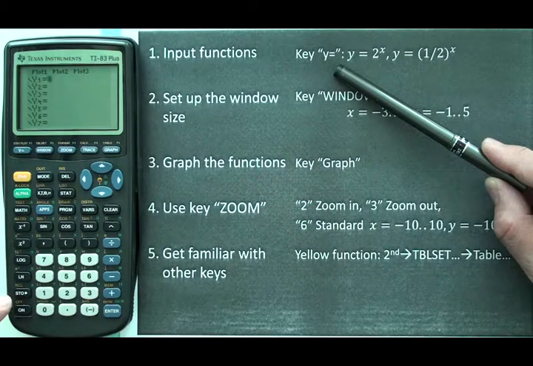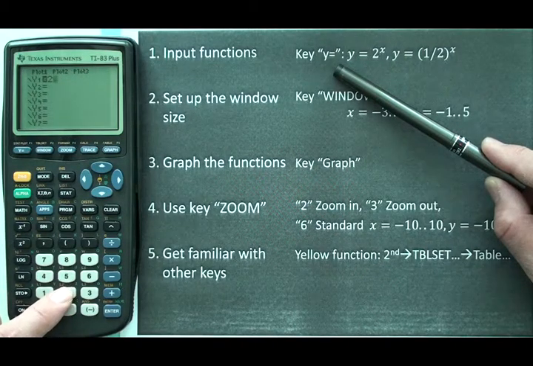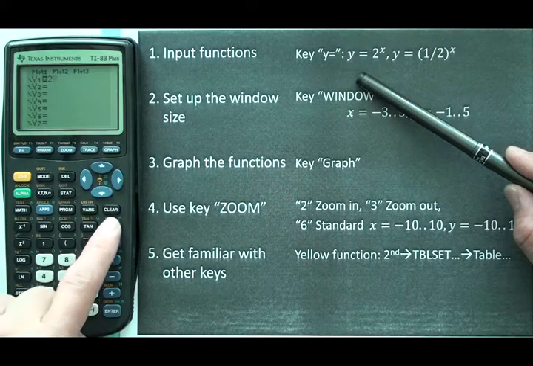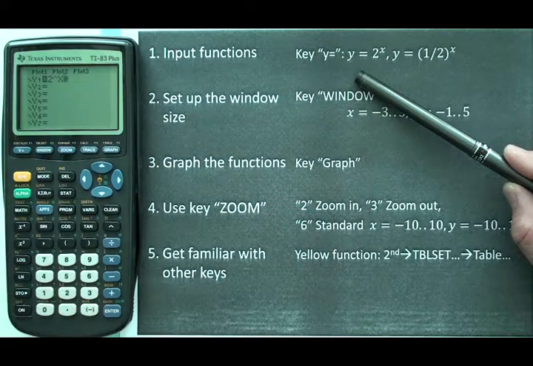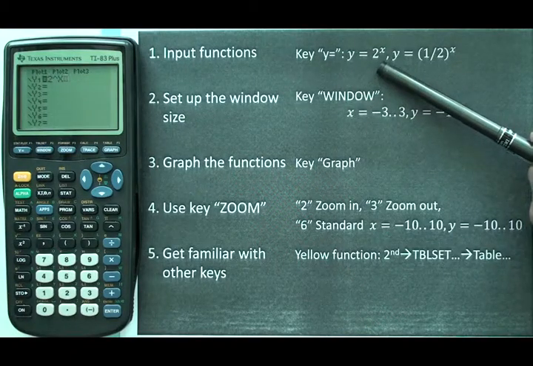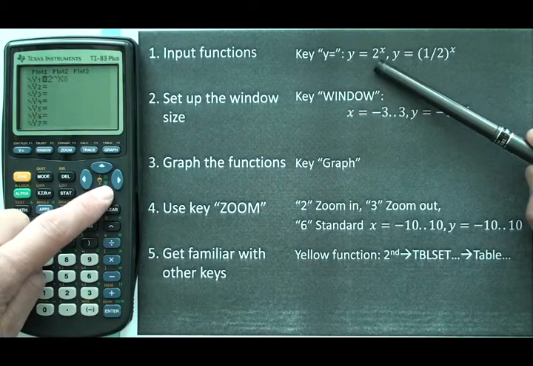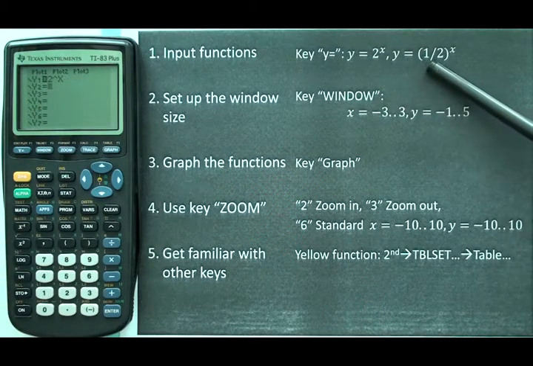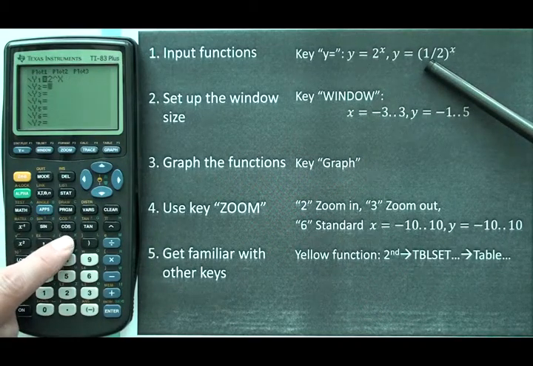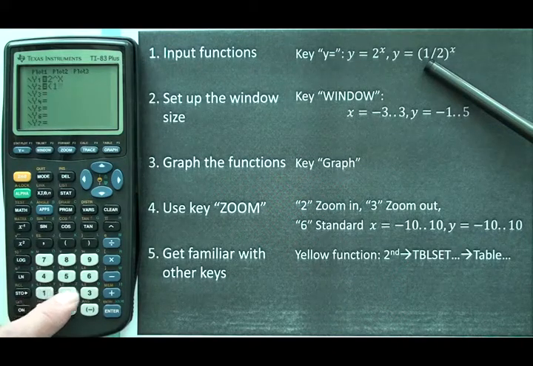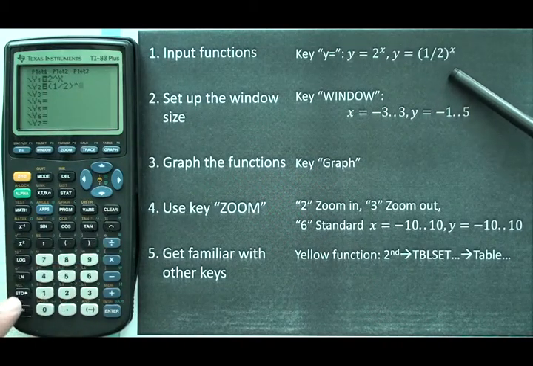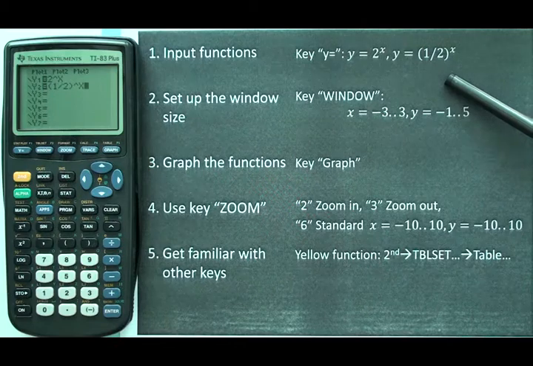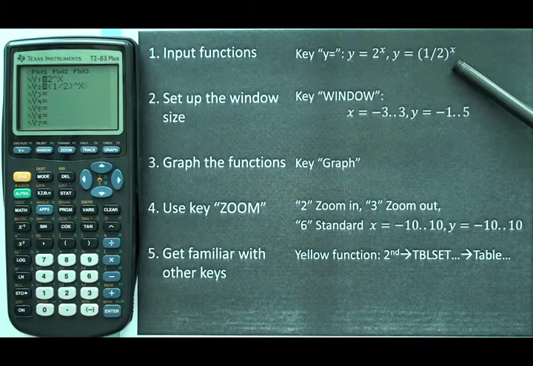So then what you do is 2 to the x. That's the first equation. Then you move your cursor down. Second equation, parentheses 1 divided by 2, close parentheses, to the x. So your function is inside.